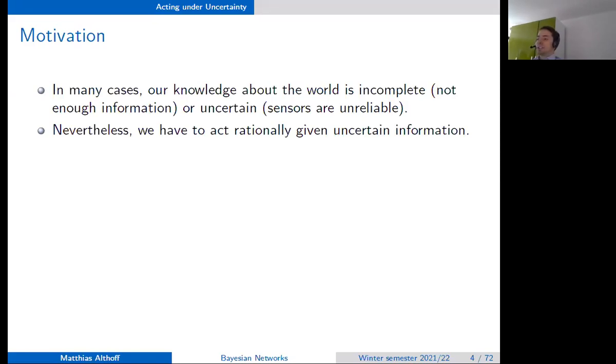Nevertheless, we have to design systems that act rationally given the uncertain information. So you have to factor in the degree of uncertainty. And let's say you have a solution that might be very good, but you have very little information about the environment. Then another solution where you have a lot of knowledge about the environment, but it's not in the best case as good, then you would maybe choose the one which is better in most cases and not only in the best case.